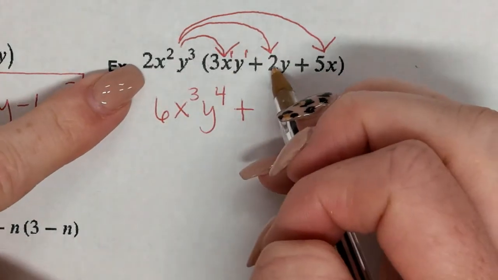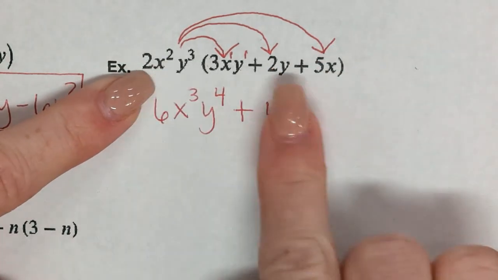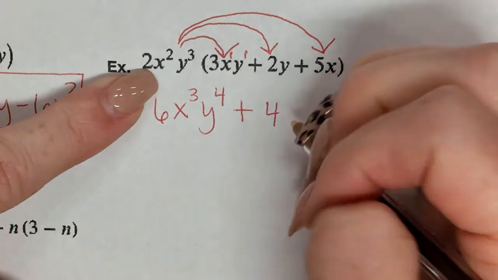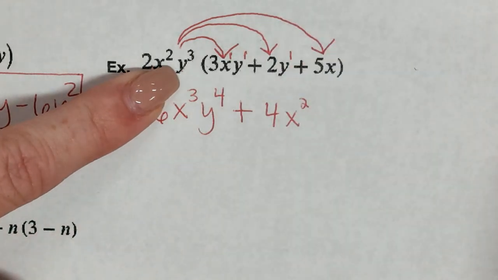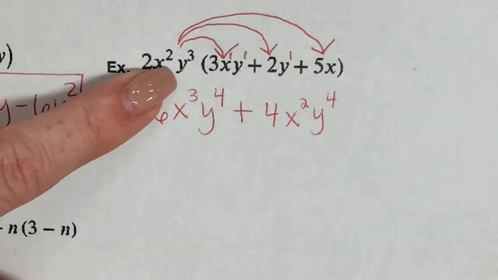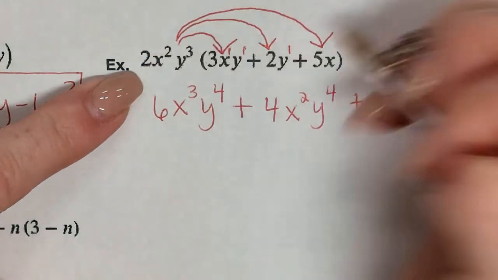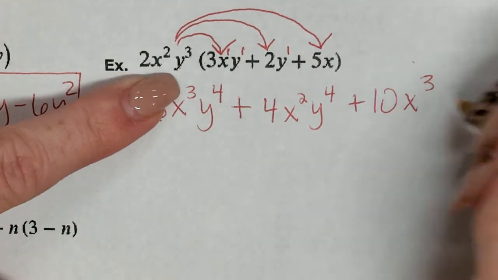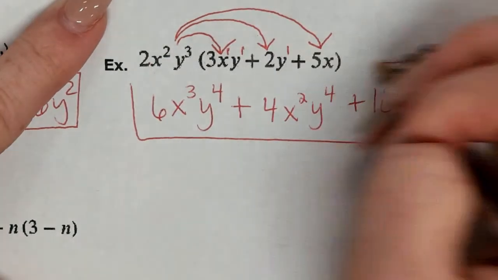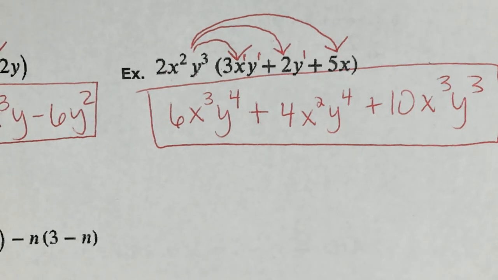Okay, 2 times 2 is 4. Okay, and then x squared times 1 basically is just x squared. And then y to the third times y to the first is y to the fourth. Okay, and then my last term, 2 times 5 is 10. X squared times x is x cubed, and then just write y cubed. It's really easy if you just take it one term at a time. If you look at it as a whole, it looks overwhelming.